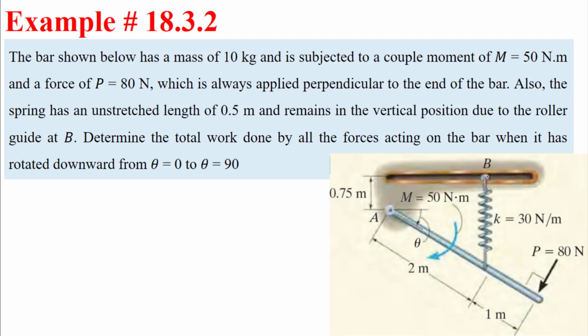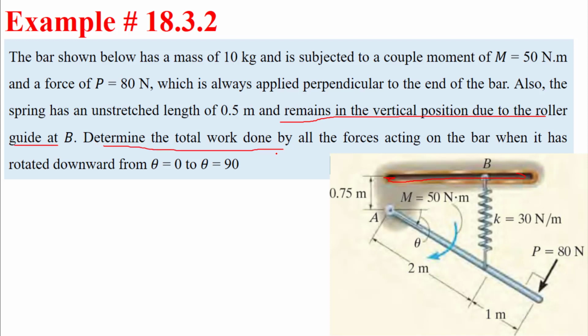So this roller slides inside this channel. Okay, slides in this channel. As a result, the spring remains in a vertical position, whatever the location of the bar. So this is the meaning of "remains in vertical position due to the roller guide at B."